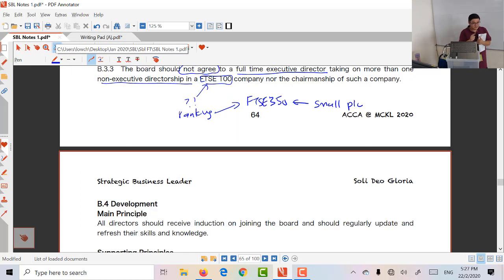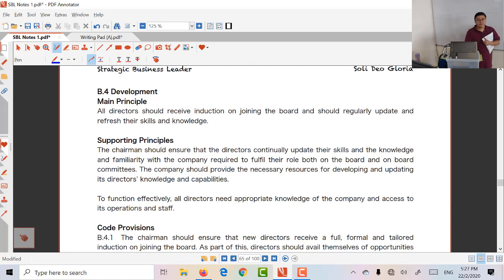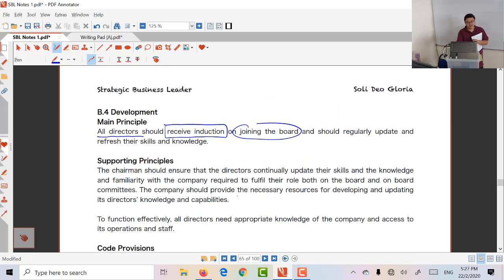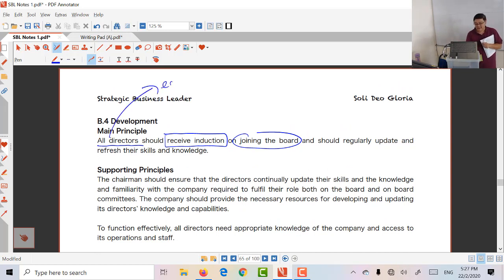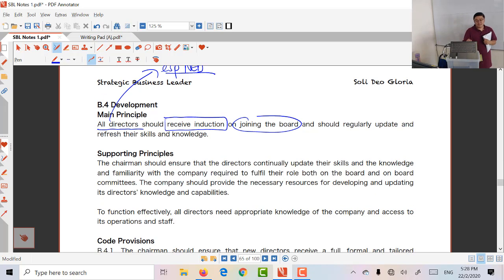That is the reason why they say that when all directors join the board, you must get an induction, especially NEDs. Because NEDs will not have so much opportunity to expose themselves. They are not there every day, so it's even harder for you to pick things up. Understand or not? Because your exposure is so minimal, you must get an induction.